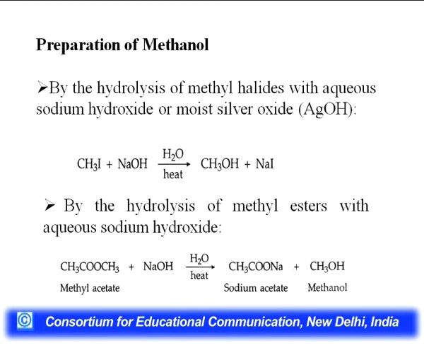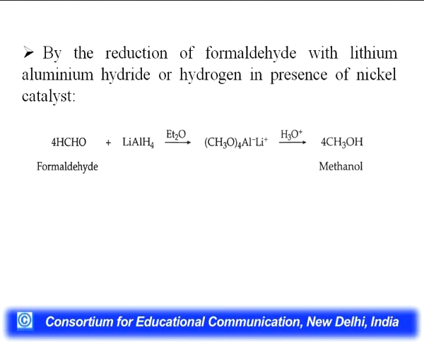Now, preparations of methanol. First of all, it can be prepared by hydrolysis of methyl halides with aqueous sodium hydroxide or moist silver oxide. You can see methyl iodide when it reacts with sodium hydroxide will give you methanol. By the hydrolysis of methyl esters with aqueous sodium hydroxide, you can see methyl acetate when it reacts with sodium hydroxide will give you sodium acetate along with methanol.